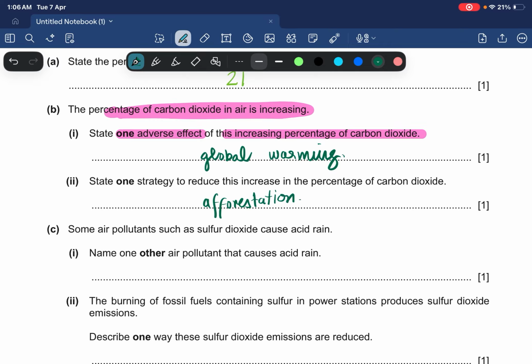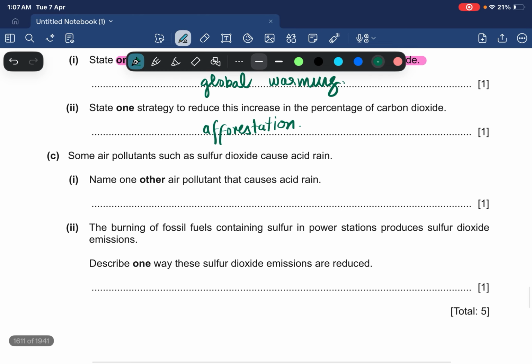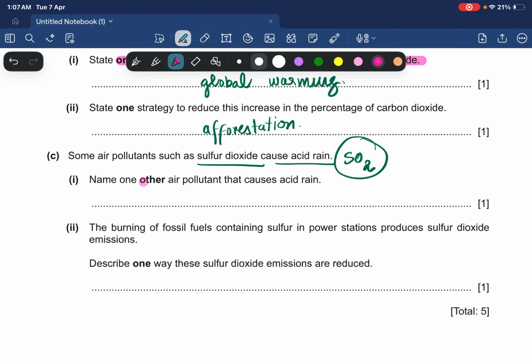You can also use less fossil fuels, use fewer cars, and use renewable energy resources like wind, solar, geothermal and all that stuff, and HEP, hydroelectric power. Some air pollutants such as sulfur dioxide, SO2, cause acid rain. Name one other air pollutant that causes acid rain. Nitrogen dioxide, NO2, or you can write oxides of nitrogen. Okay?